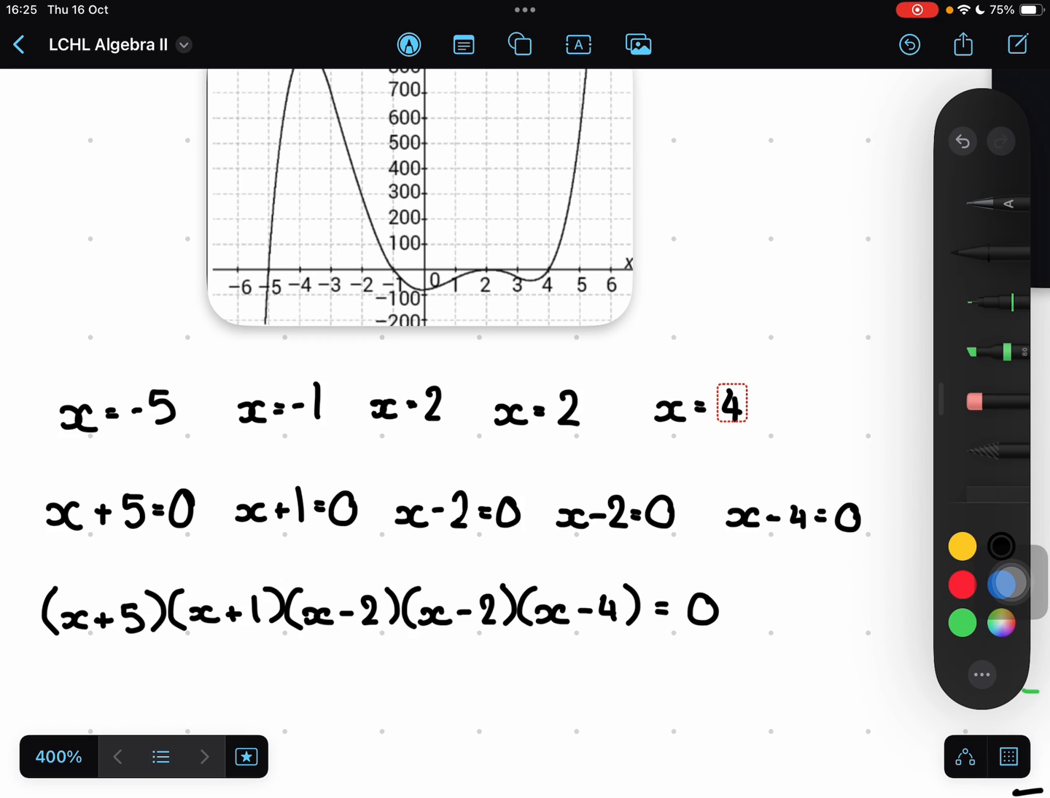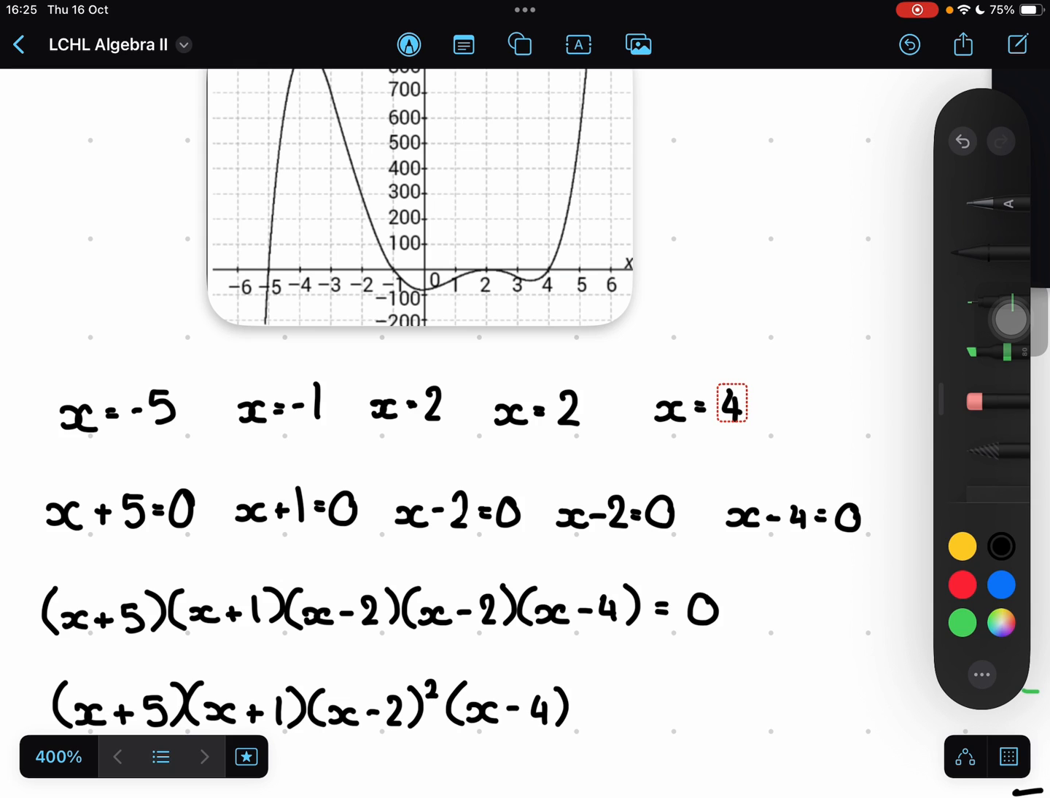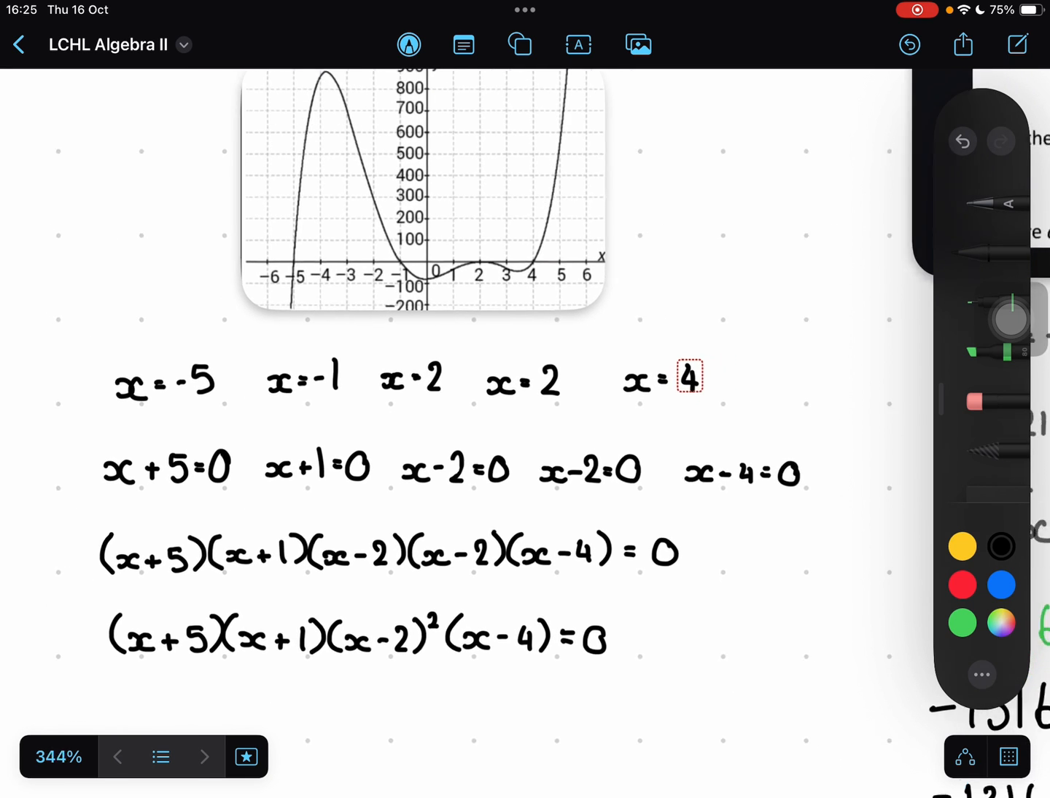Two things to watch at this point. One is that we want to simplify it because x minus 2 is there twice, so I'm going to write it with that being squared. So it's going to be x plus 5 by x plus 1 by x minus 2 squared by x minus 4. The only other thing to note is the right arm.